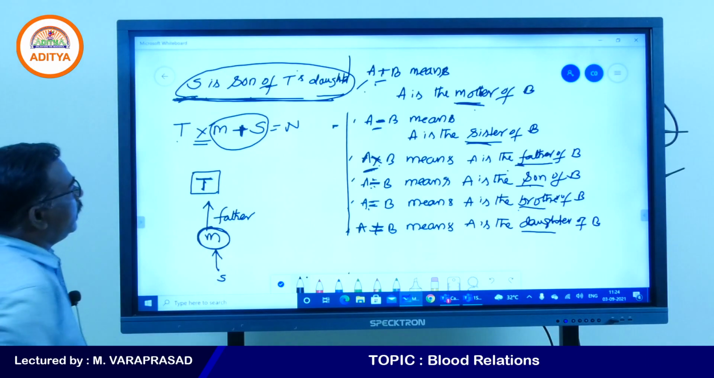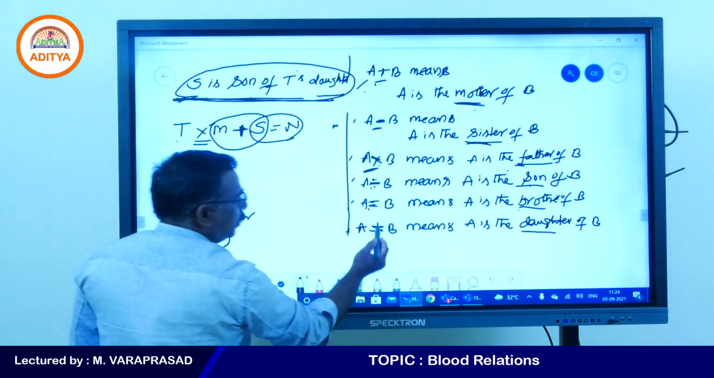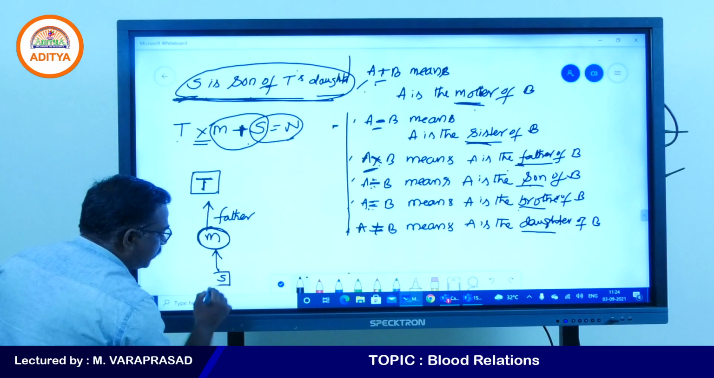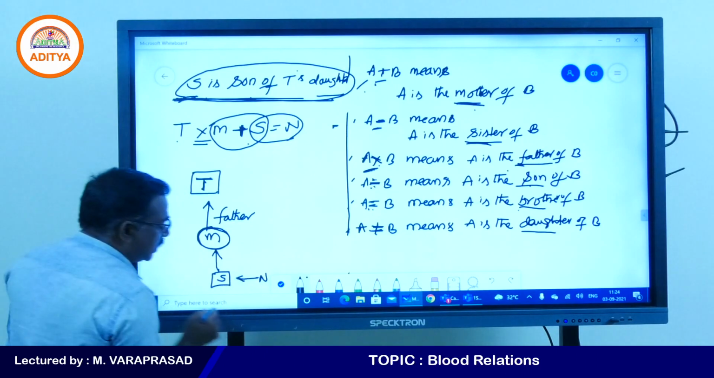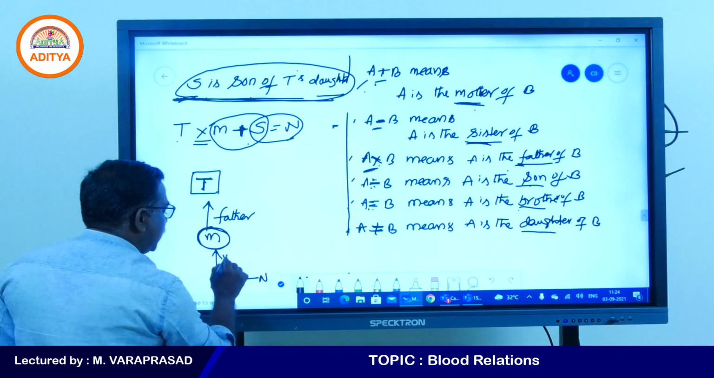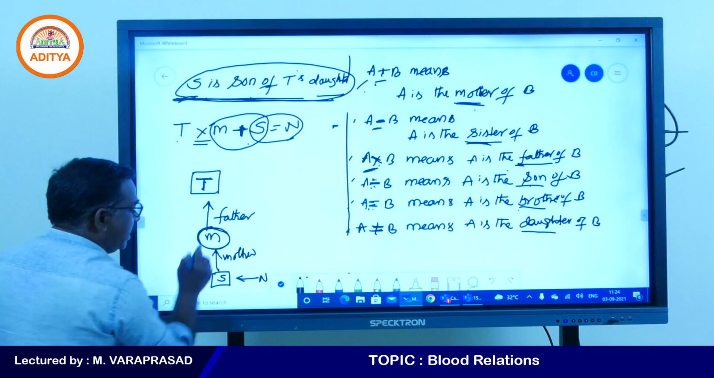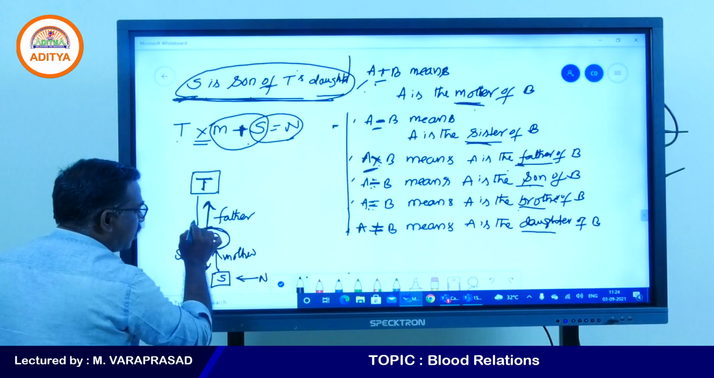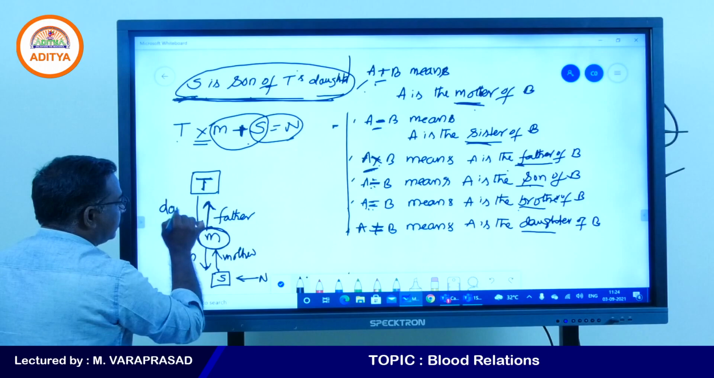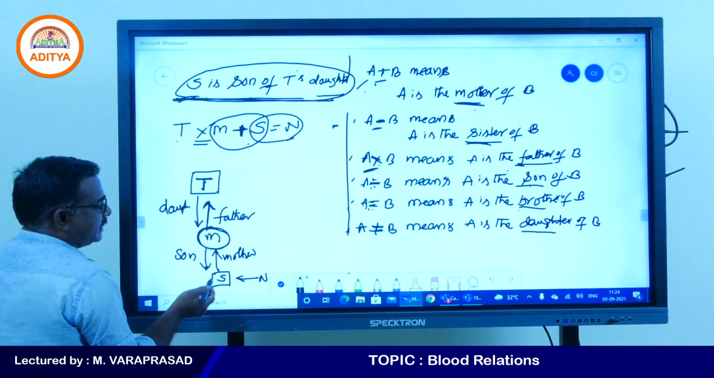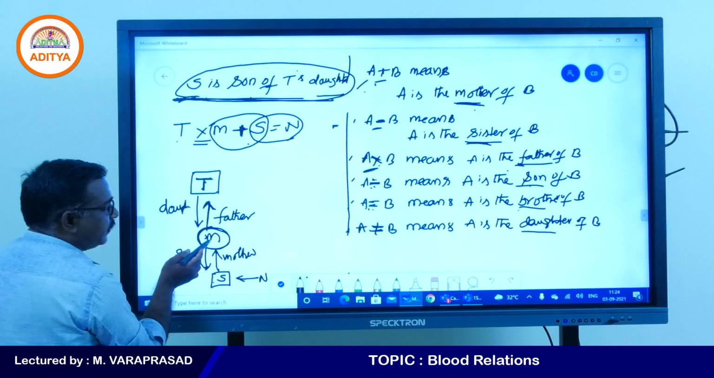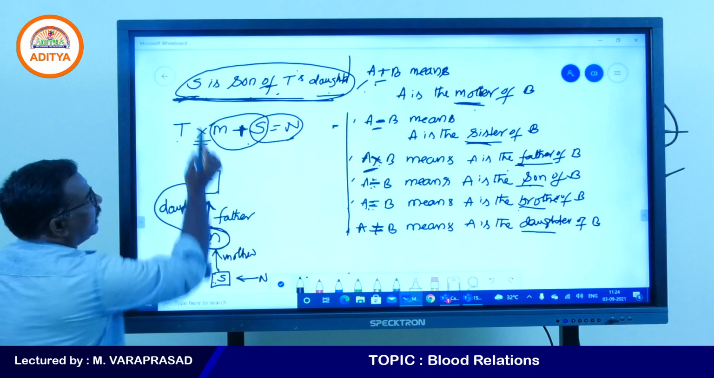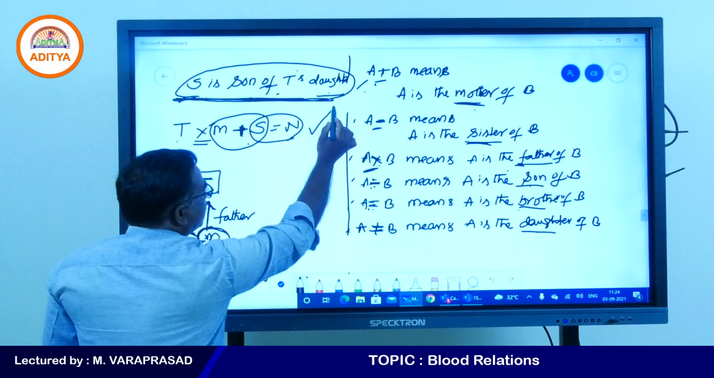Next one, S equal to N. Equal to means brother. S is brother of N. Brother means male. Now see, this is the mother relation. If you take downwards, that is son relation. If you take upwards, father relation. If you take downwards, that is daughter relation. Now see, S is son of this fellow and this fellow is daughter of T. So T's daughter is M, M's son is S. The relation he asked here is given by the second option.